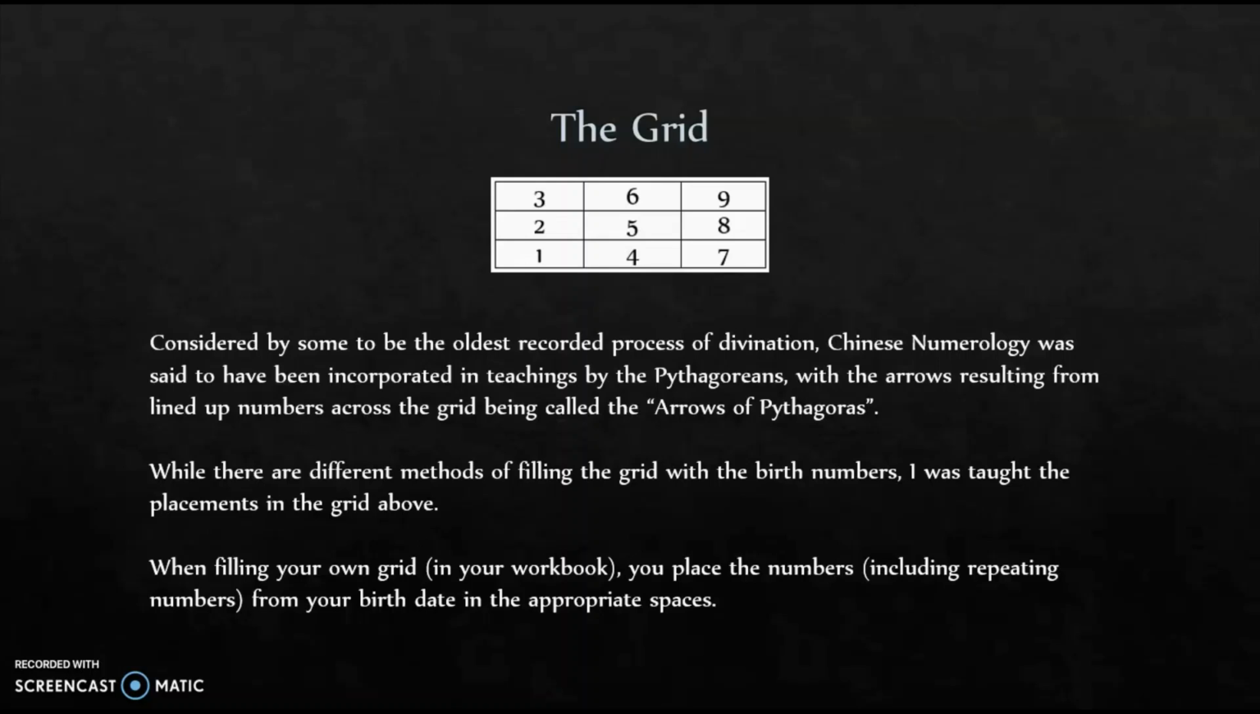The grid. Considered by some to be the oldest recorded process of divination, Chinese numerology was said to have been incorporated in teachings by the Pythagoreans, with the arrows resulting from lined-up numbers across the grid being called the arrows of Pythagoras. While there are different methods of filling the grid with the birth numbers, I was taught the placements in the grid above. When filling your own grid in your workbook, you place the numbers, including repeating numbers, from your birth date in the appropriate spaces.